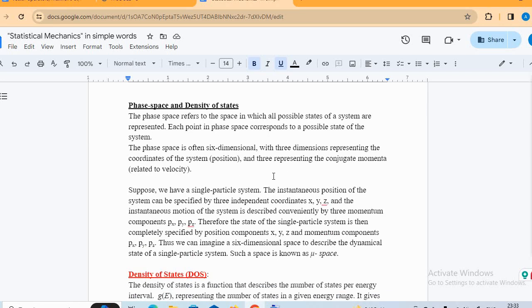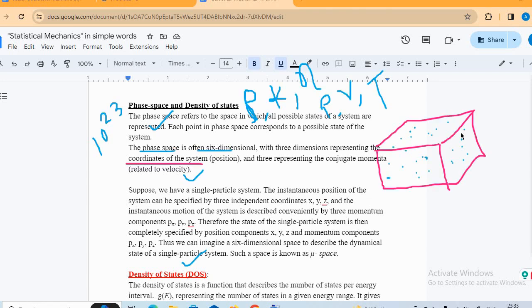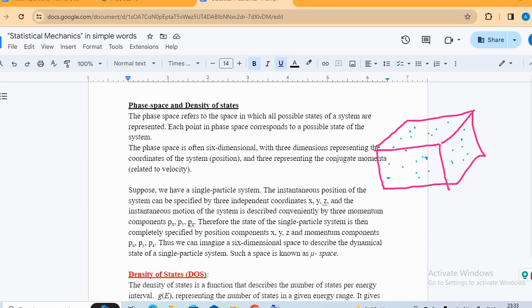Now comes the concept of phase space and density of states. Actually they are the same thing but in different consideration. So again one can think about a system where you have a large number of particles. The particles are moving, and when particles are moving, one can refer to the case of phase space. So individual particles are moving. A single particle, when it is moving, has possibilities in three directions: it can move along the x, y, and z direction.